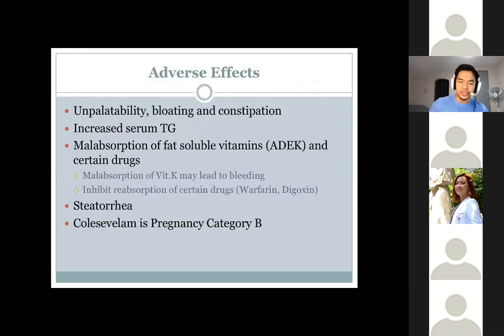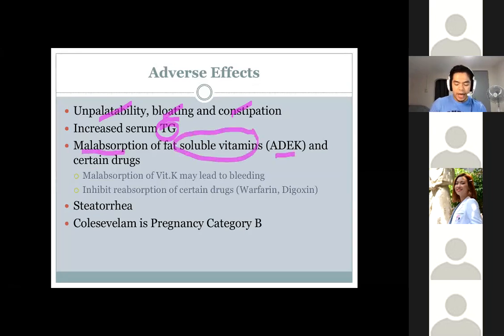Moving on, adverse effects. Toxicities caused by using these drugs could somehow be connected with gastrointestinal problems. Gastrointestinal kasi nga non-absorbed naman siya. Kaya may unpalatability, bloating effect kasi nga naiipon sa tiyan o sa intestine, and constipation. Next, there could be, nasabi natin to kanina, a chance that triglyceride levels could be increased, and then there could be malabsorption of fat-soluble vitamins, and these are the ADEK vitamins, and certain drugs.